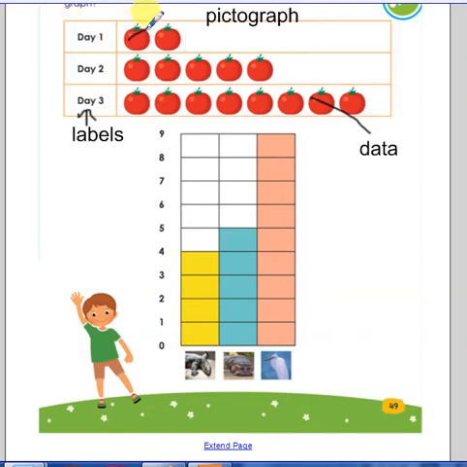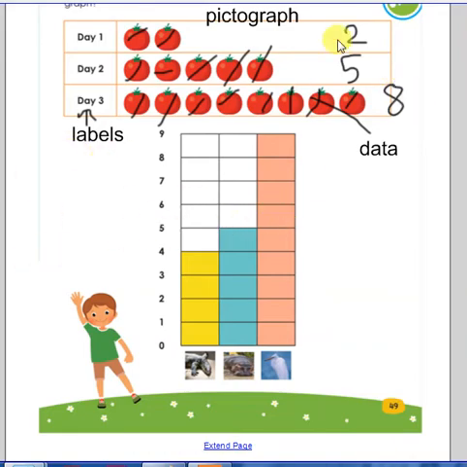Okay, how many tomatoes did the farmer collect in day 1? 1, 2. Yes, 2 tomatoes. How many in day 2? 1, 2, 3, 4, 5. Okay, how many in day 3? 1, 2, 3, 4, 5, 6, 7, 8. Okay, so this is 2 and this is 5 and this is 8.